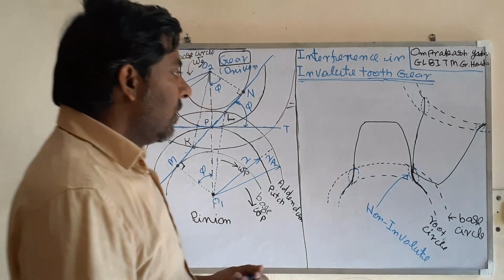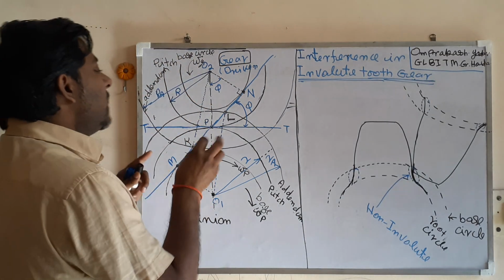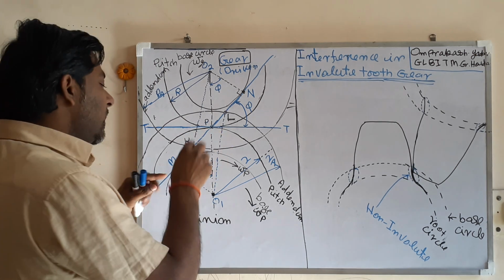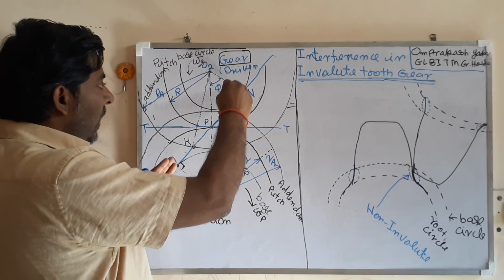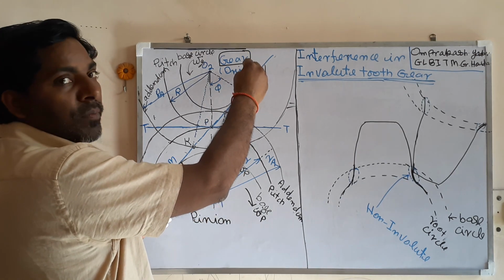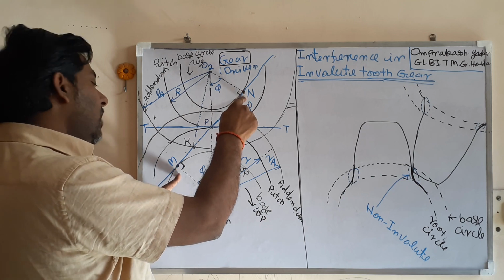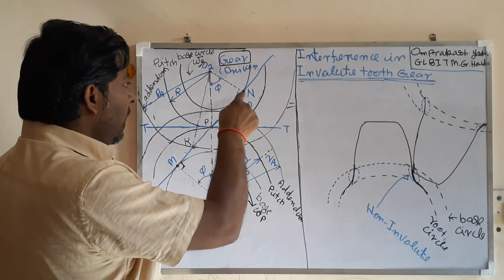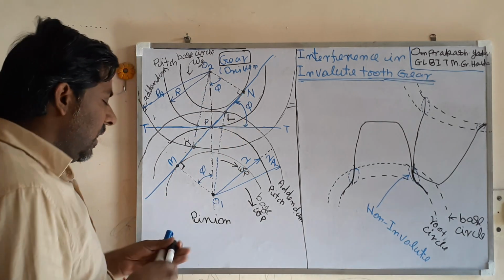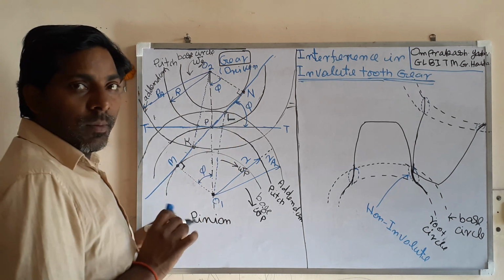Okay. So when the point Q, which is the common point of contact, is traveling in between M and N, there is no problem. When they are going beyond M and N, then there is a problem of involute. So this point M and N is known as the interference point, and this is the limiting point. Up to point M and N, there is no problem.